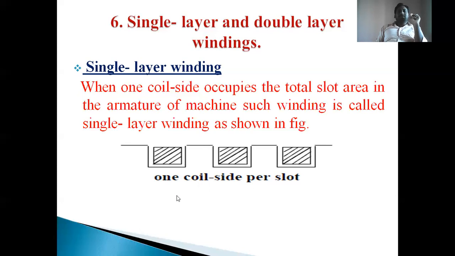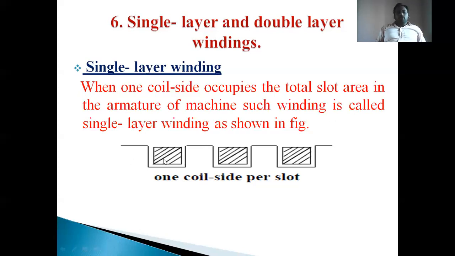That means the number of coils is equal to S by 2, where S is the number of slots. In each slot, only one coil side is arranged. That's why the number of coils is equal to the number of coil sides divided by two, that is, the number of slots divided by 2, in the case of single layer winding only.